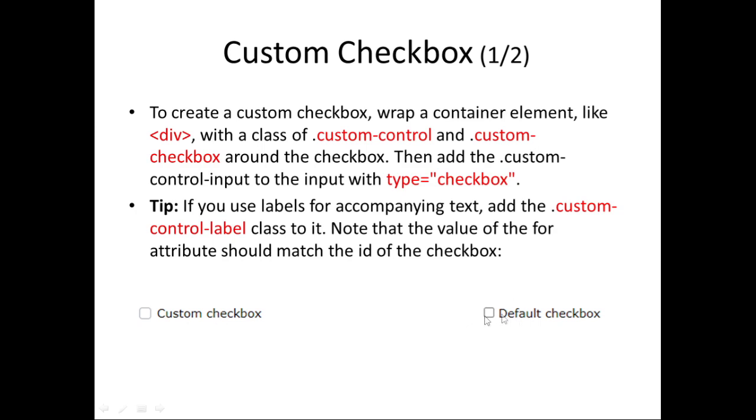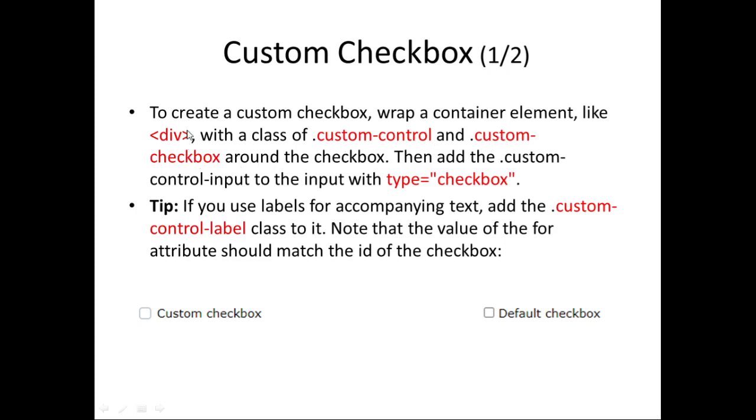By default, it is something like this, but if we use the Bootstrap classes, it will look like this. Tip: if you use labels for accompanying text, add the custom-control-label class to it. Note that the value of the for attribute should match the ID of the checkbox. So this is how it appears.